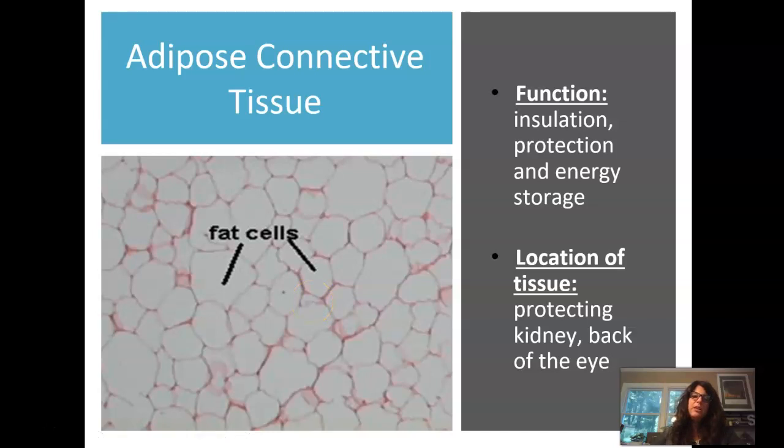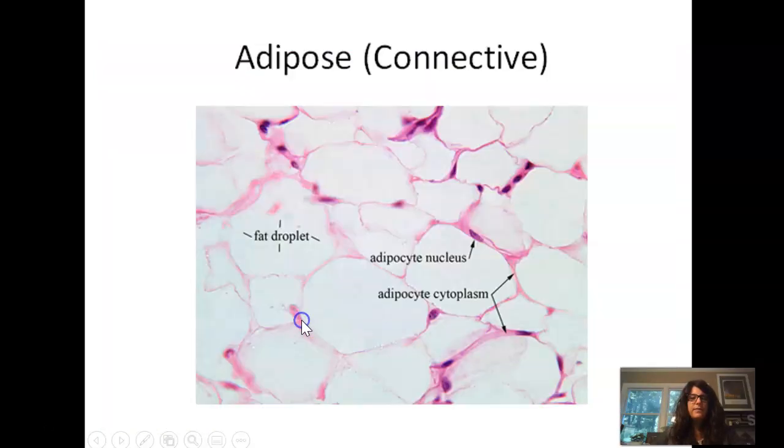But in particular, they are found protecting your kidneys. Lots of adipose in the back of your eye. Looks like a bunch of tiny little marshmallows, right? These are packed together a little bit more than other connective tissue cells. Again, here's another picture, fat droplet. Here's the nucleus. This is the cytoplasm. And then there are these big fat droplets inside.